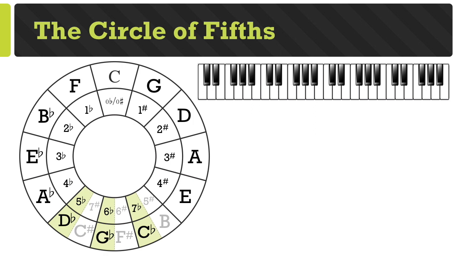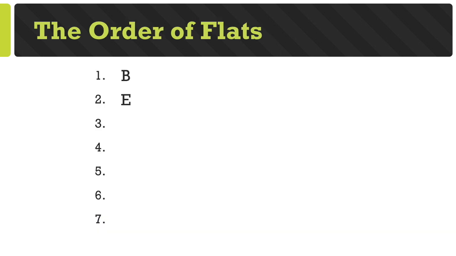Let's have another look at the order of flats, that is, the order flats were added to the scales as we traveled backwards through the cycle of fifths, which is also known as the cycle of fourths. If a scale contains two flats, the two notes at the top of this list will be the notes that get the flats. If a scale contains three flats, the three notes at the top of this list will be the notes that get the flats, and so on.